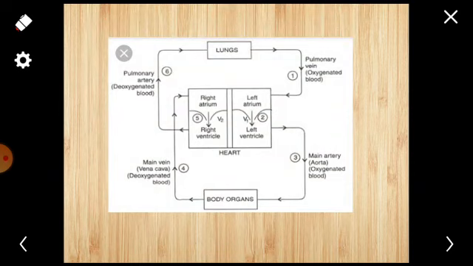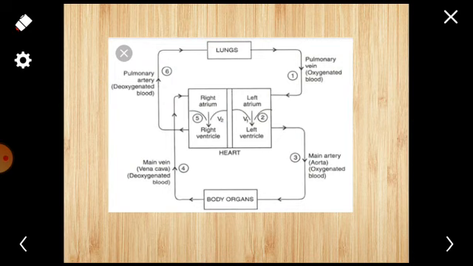This is a heart structure with 4 chambers: right atrium, right ventricle, left atrium, left ventricle. This is our lungs and this is our body organs. This is the arrangement of this flow chart. Now we will start the blood circulation.